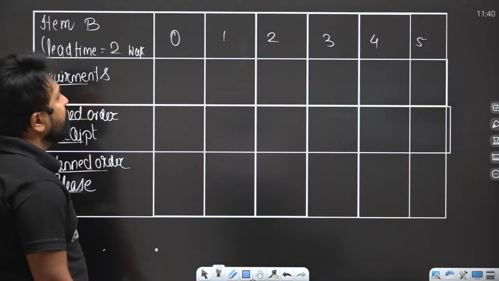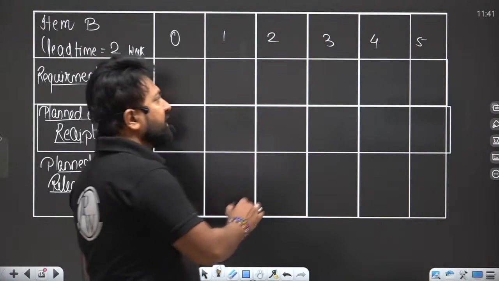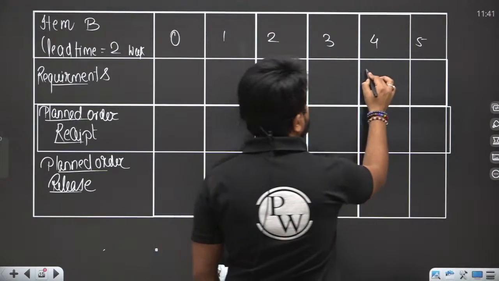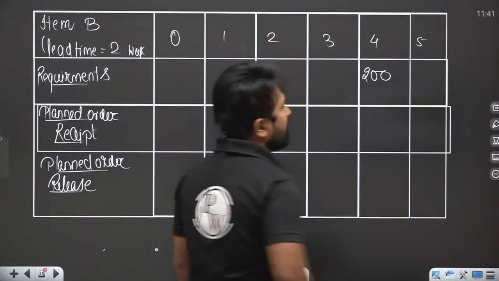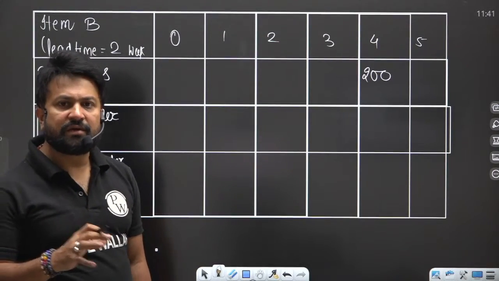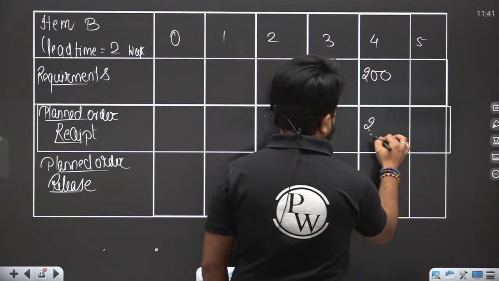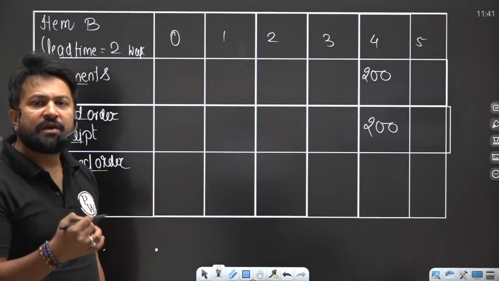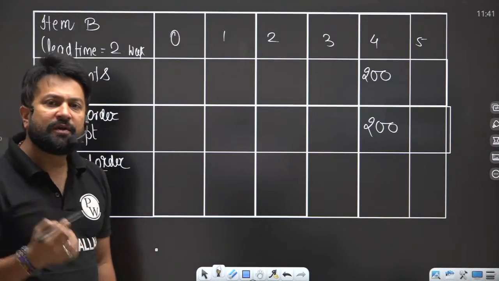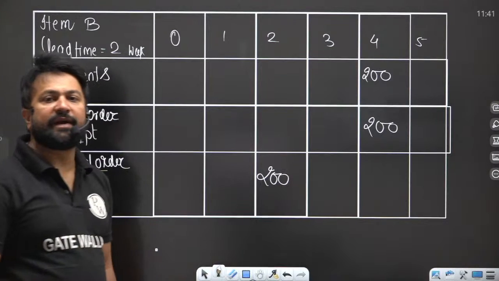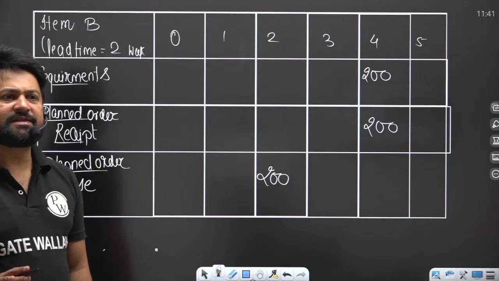So in the 4th week the requirement of B is twice of A. That is 200. Okay. Now it should be received in the 4th week. That is 200. The lead time of B is 2 weeks. So it should be released 2 weeks before. Are you getting this thing?